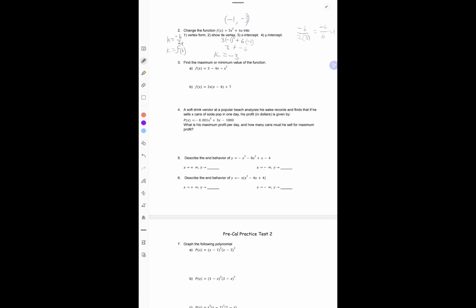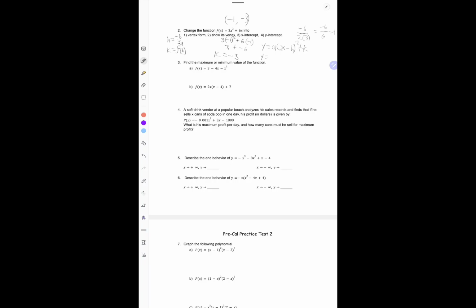That's our vertex. And in that sense, we are now able to show our vertex form. Our vertex form is y equals a times x minus h squared plus k. Okay? Now, we know our h, we know our k. So therefore, in vertex form, we also know our a.